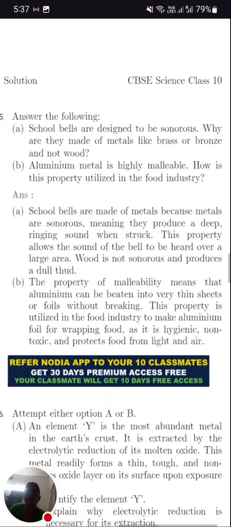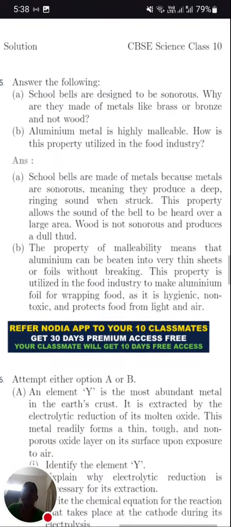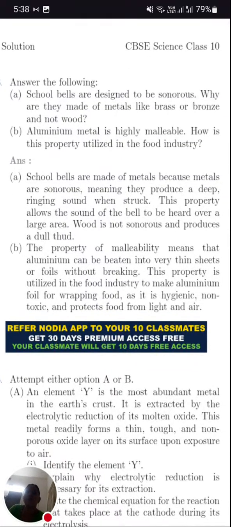Answer the following. School bells are designed to be sonorous. Why are they made of metal like brass or bronze and not with wood? Because metals are sonorous in nature. This answer you can give simply. And wood is a non-metal, which is non-sonorous. It will not produce sound.